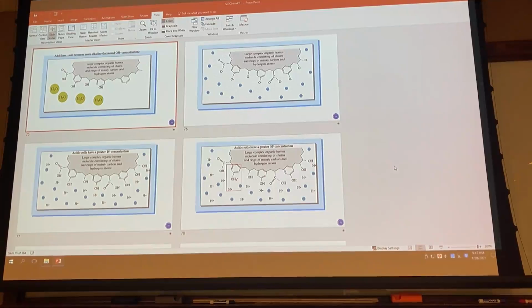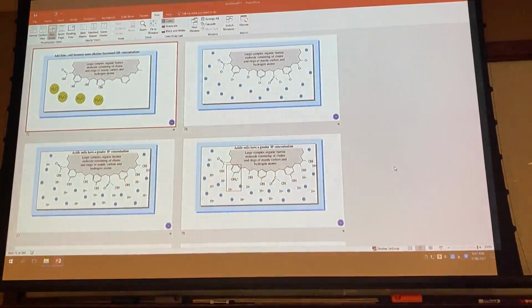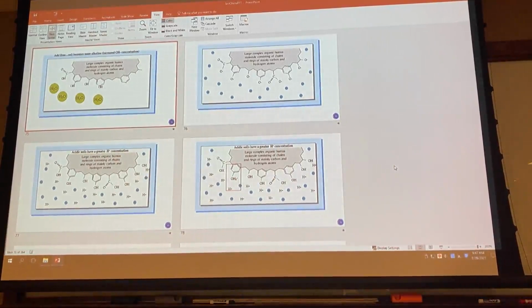So that's the one that we're primarily concerned with, right? It says functional groups. And so what happens when we add lime? Which ion are we adding to the soil? Hydroxyls.